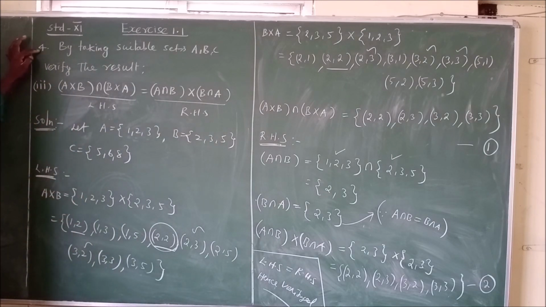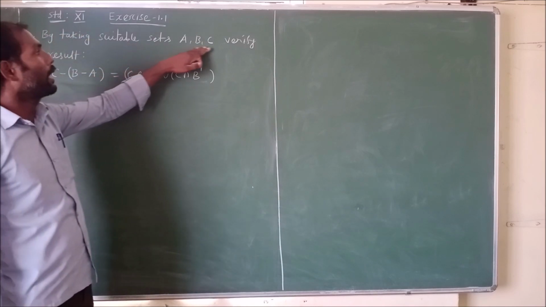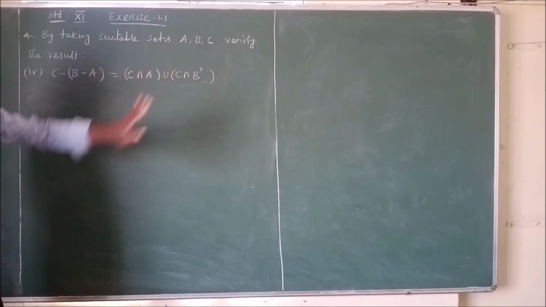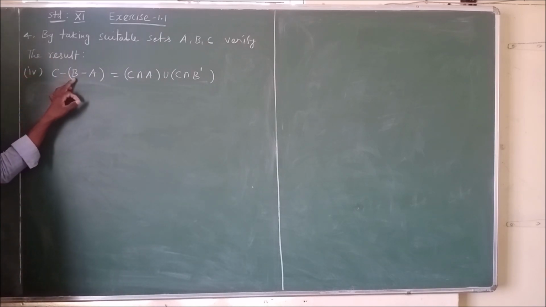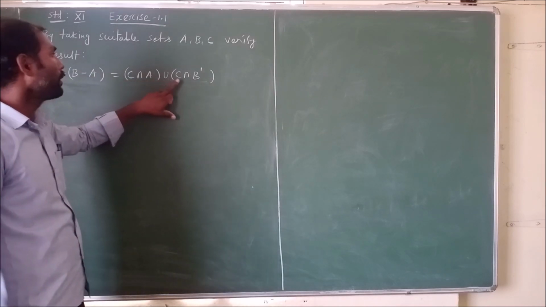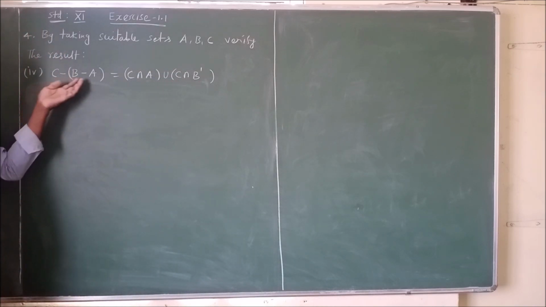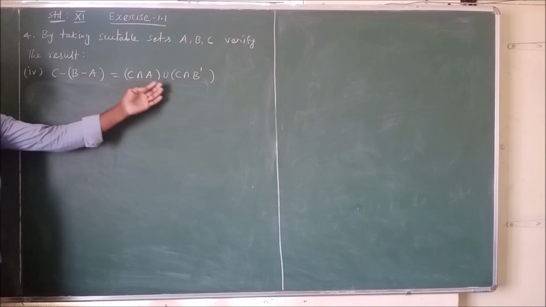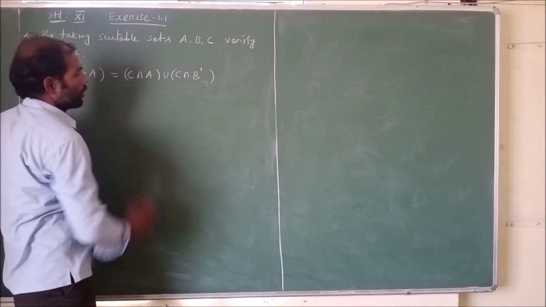Problem number 4, subdivision 3 is completed. Now the fourth problem, subdivision 4. By taking suitable sets A, B, C, verify the result C minus (B minus A) equals (C intersection A) union (C intersection B dash). This one is the LHS term, this one is the RHS term.